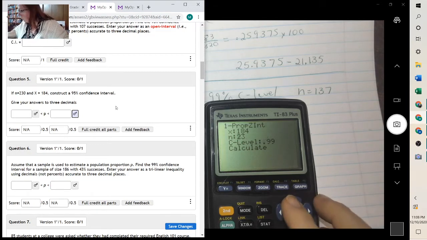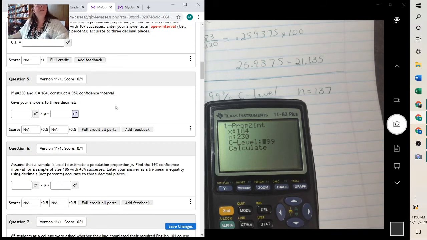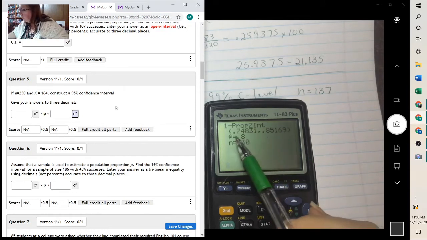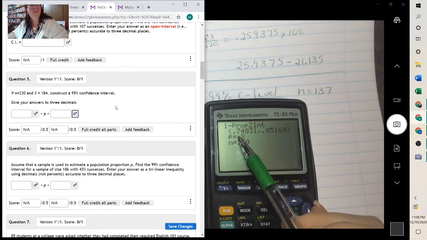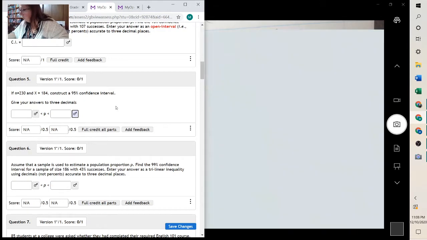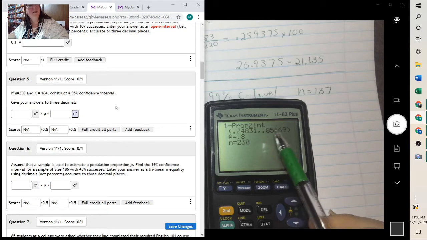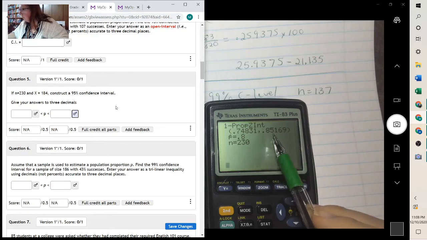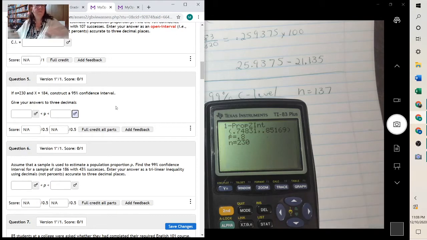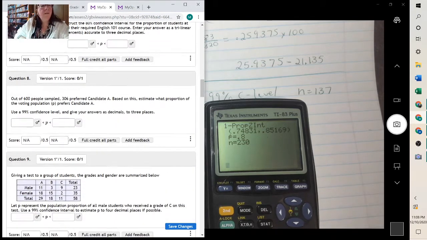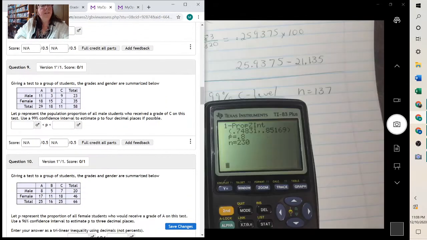Oops, 230. And confidence 0.95. And there it is. So they want the decimal, 0.748 less than p less than 0.852. So I think the calculator is the easiest.